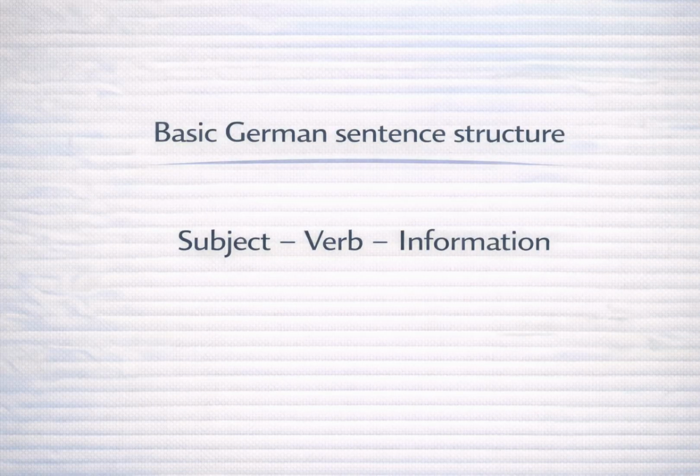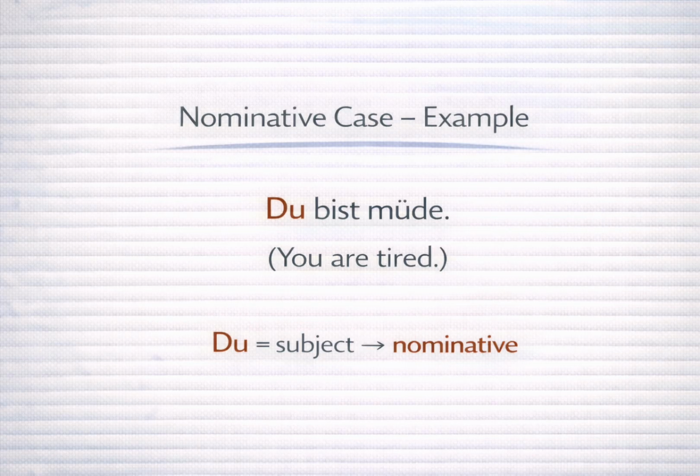Let's look at basic German sentence structure. A simple German sentence usually follows this pattern: subject, then verb, and then the information. In a German sentence, the verb always remains in the second position. Now let's see some examples to understand the nominative case better. The first example is Du bist müde. You are tired. Now ask the question, who is tired? So the answer is du, which means you. So du is the subject and du is in the nominative case in this example.